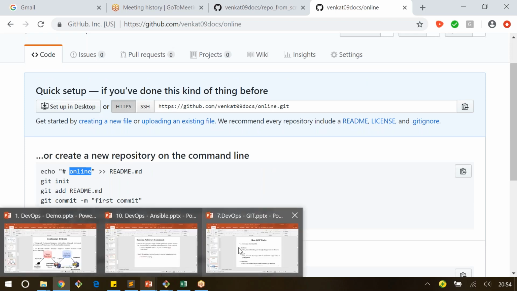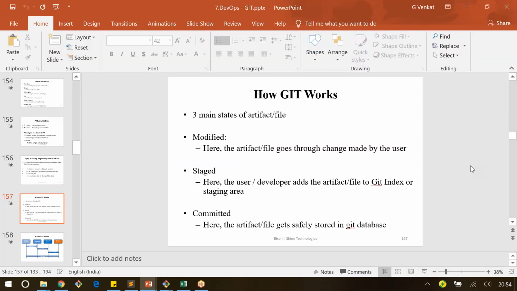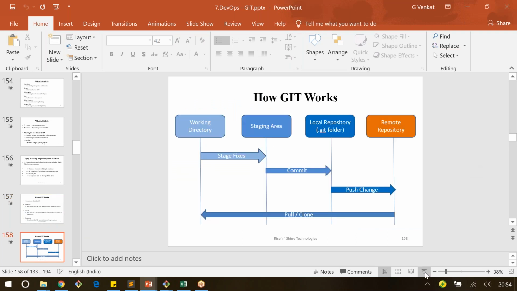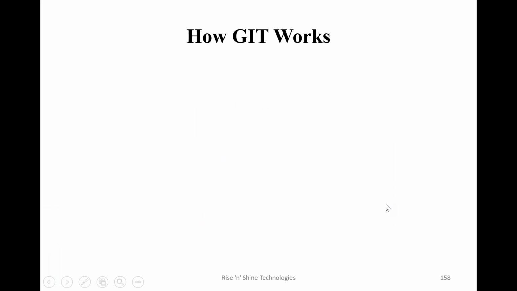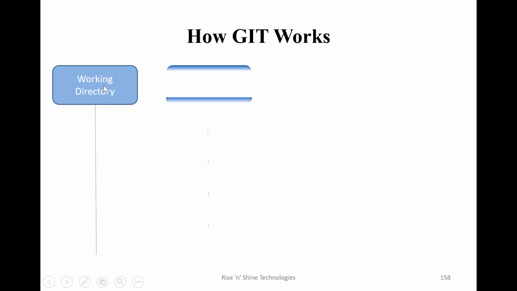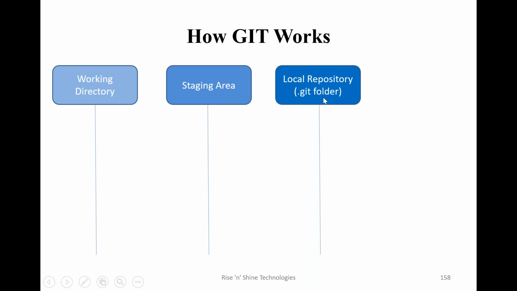Now let's move to that. How do we add the files, how do we commit the files, or how do we move the files to the remote repository? To work with that, we should know the process of how Git is going to work. As we are trying to understand, the working directory, and the files which are modified in the working area are required to move to the staging area, and from the staging area to the local repository, that is the Git folder, and from the local repository then you can push the files to the remote repository.